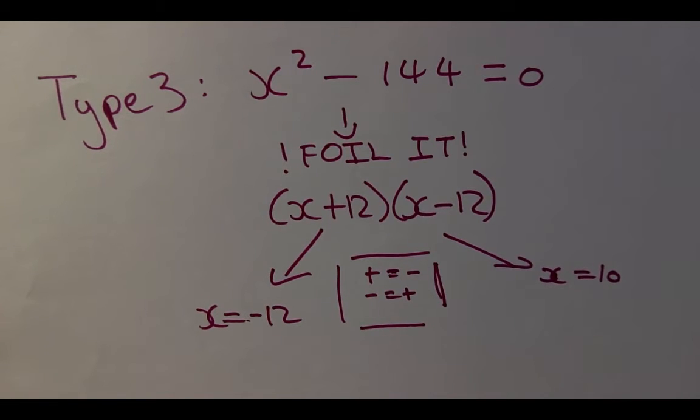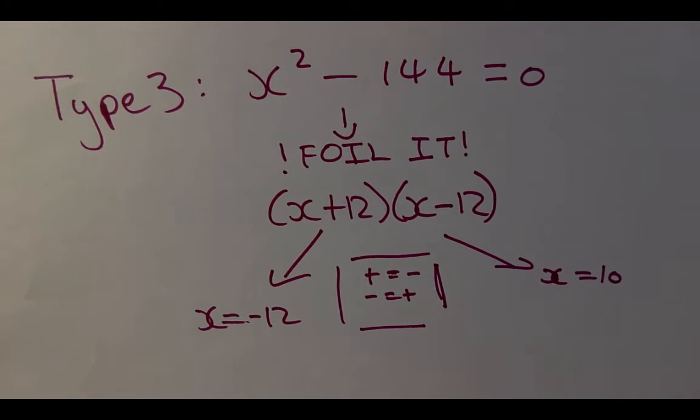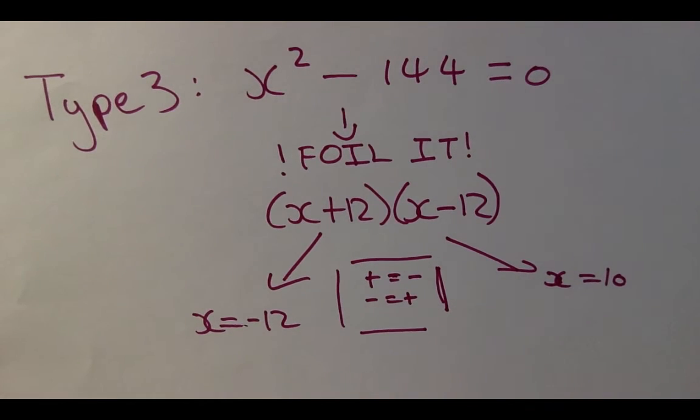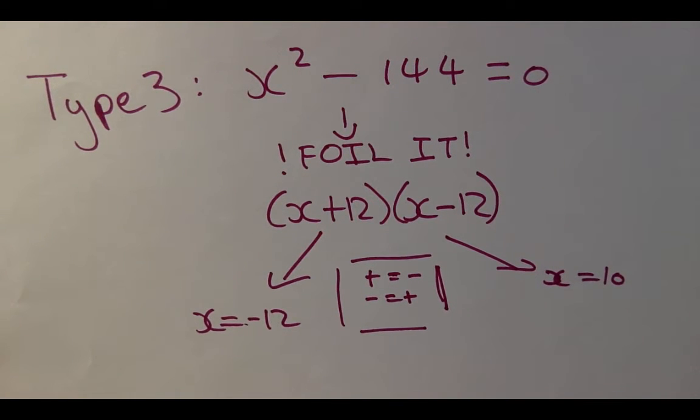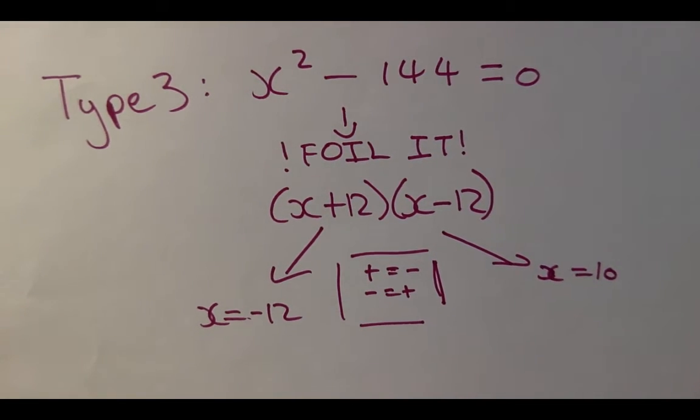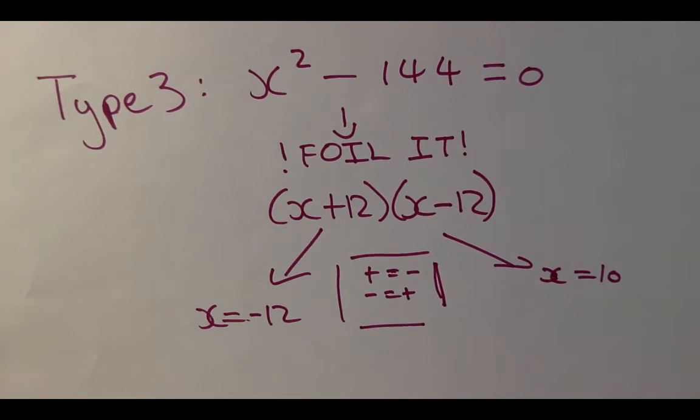So for type 3, it's practically the same, but you've got to FOIL it out, and then it becomes x plus 12, close brackets, x minus 12, and our question is x squared minus 144 equals 0. And then what you do is just do x plus 12 equals 0, and then you swap it around as you can see in the box, and voila, your answers are there.